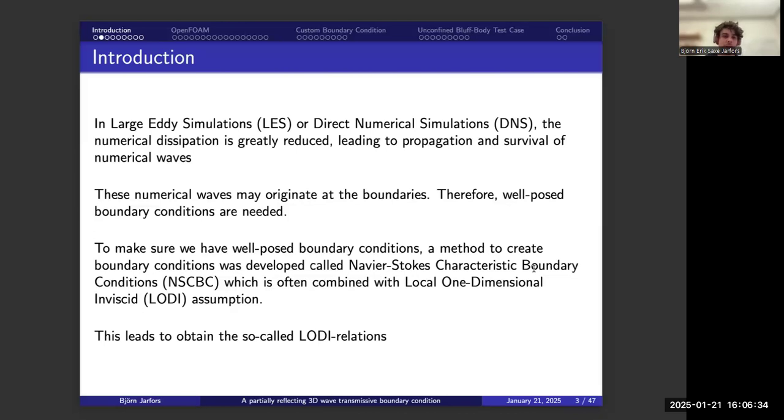And to make sure that we have well-posed boundary conditions, we need to have a method which actually can develop these boundary conditions. And the general method that I've seen used in literature to develop these methods is the Navier-Stokes characteristic boundary conditions. And this is often combined with a local one-dimensional inviscid assumption. And through these, you can obtain the Lodi relations, which in turn actually give you the mathematical transportation equation for the boundary.